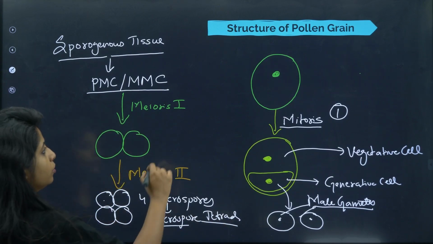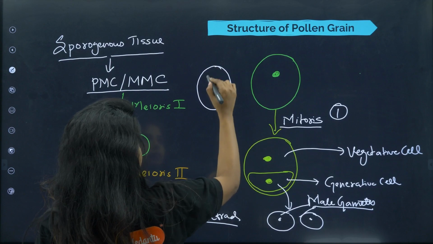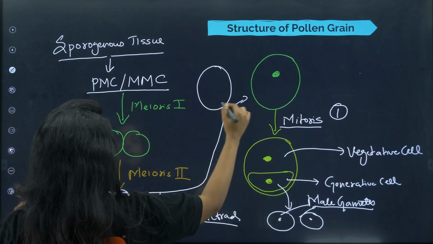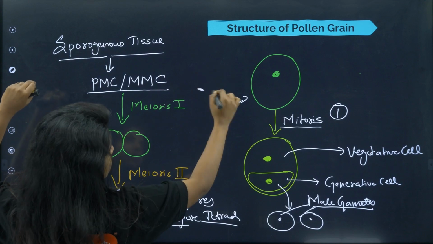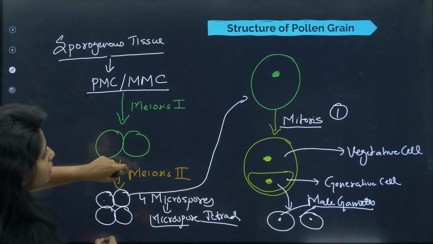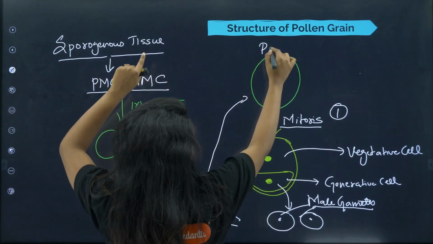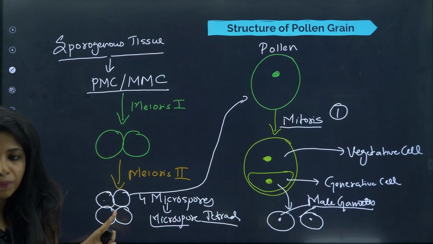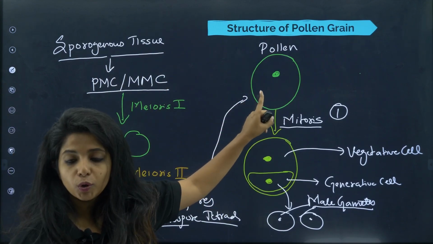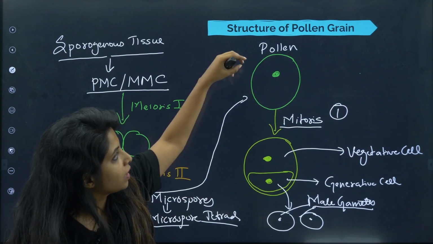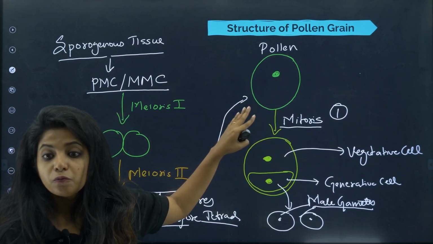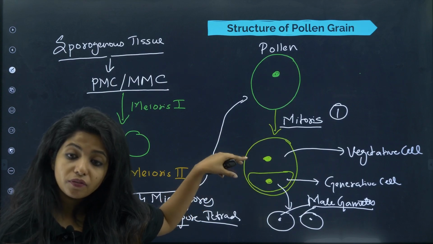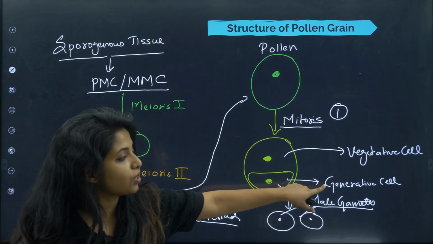Now, each microspore which is there over here is the one which is going to act like a pollen. So each microspore is going to act like one pollen. Now, this pollen, if you see, also has to undergo mitosis. When it undergoes mitosis, you have one cell, the vegetative cell. Inside the cytoplasm of the vegetative cell, you have another cell which is the generative cell.